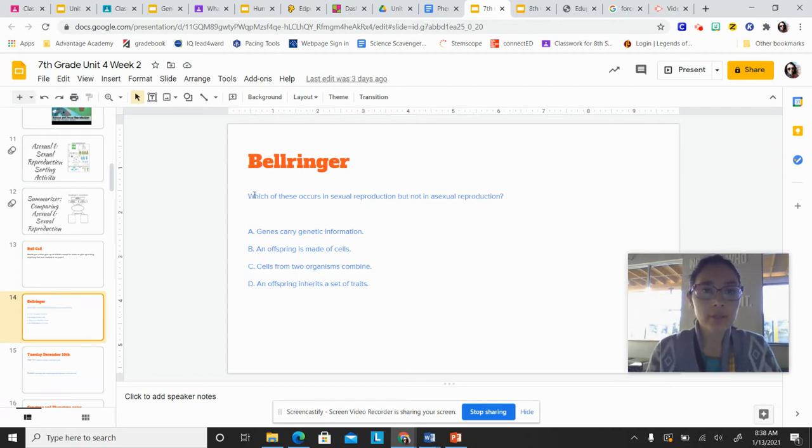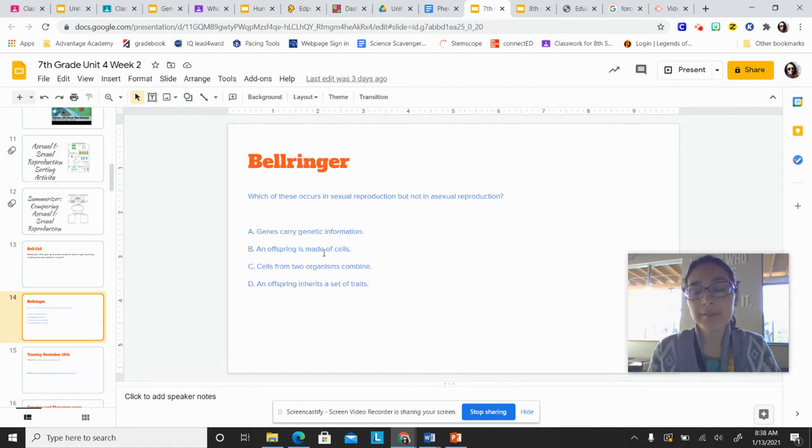Okay, so what their bell ringer yesterday was: which of these occurs in sexual reproduction but not asexual reproduction. So you should definitely know the answer now that we've gone over both. It's asking what does not happen in asexual reproduction. Okay, so genes carry genetic information. Now this always happens. No matter what, genes are going to carry your genetic information. So that's not going to be it.